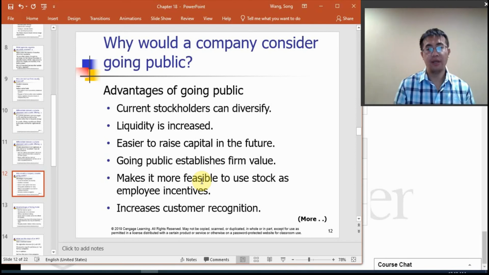And the public status also establishes the firm value, and it becomes easier for the firm to motivate their employees by giving them stocks or options attached to the stocks.